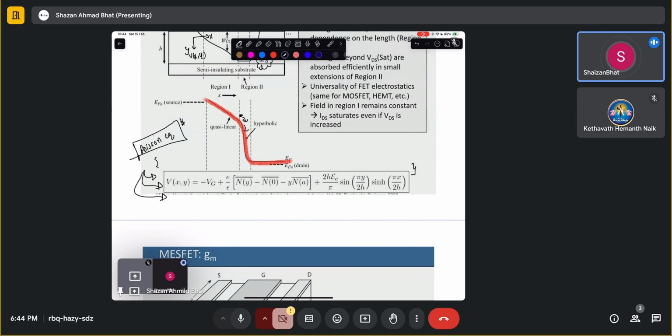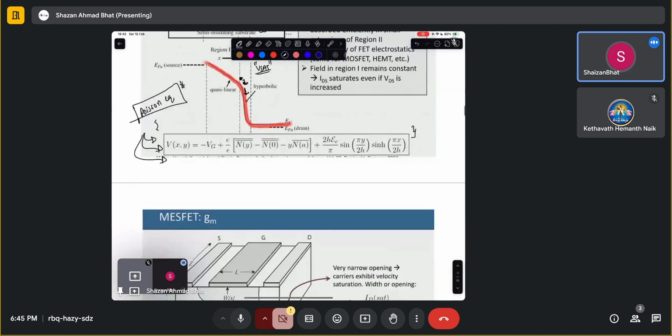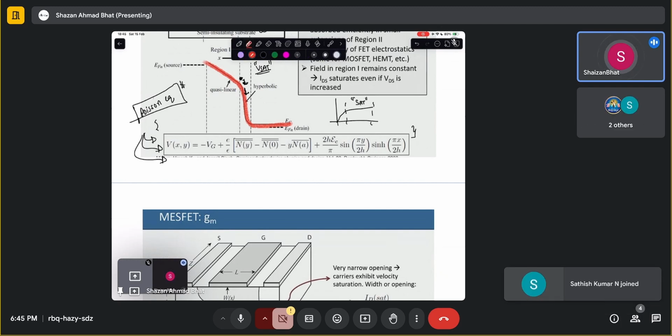Maybe some of the books have mentioned it, but the concept here is that because now the electrons are flowing at a constant V sat, that means the current will no longer increase. Current is going to saturate after this particular region. Okay, there will be saturation of the current. Saturation of the current doesn't mean the current will go to zero. Current won't go to zero abruptly after this particular point.